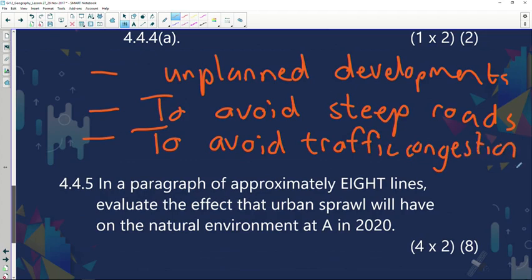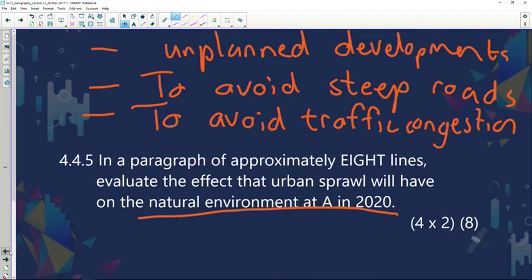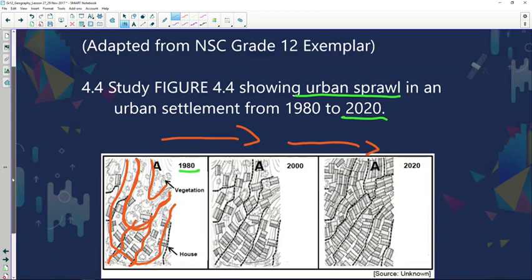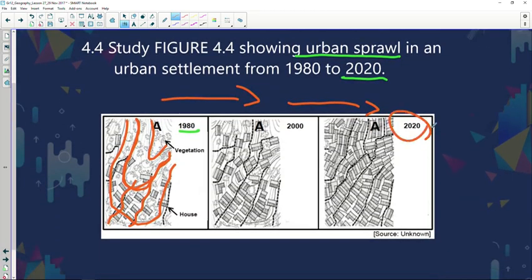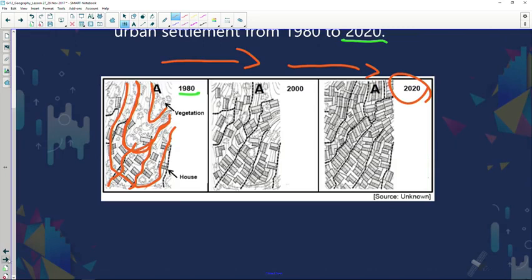If you look at question 4.4.5, in a paragraph of approximately 8 lines, evaluate the effect that urban sprawl will have on a natural environment. Now, the natural environment is talking about plant and animal life. Now, if you look at the situation in 2002, you can see there's basically no trees left in this area because of the urban sprawl movement. So what effect will it have on the natural environment?